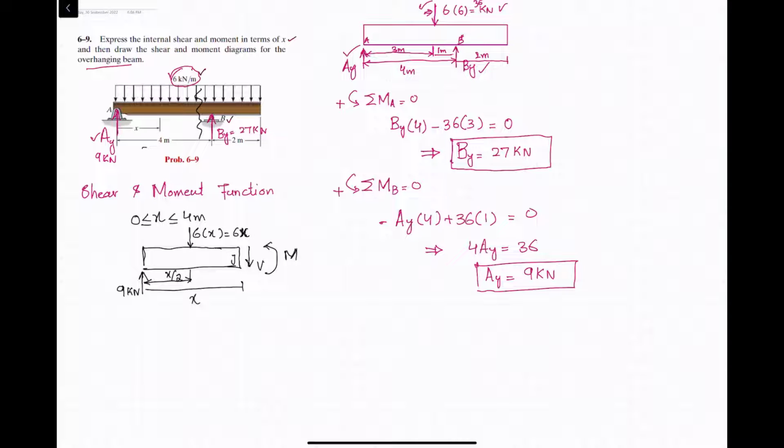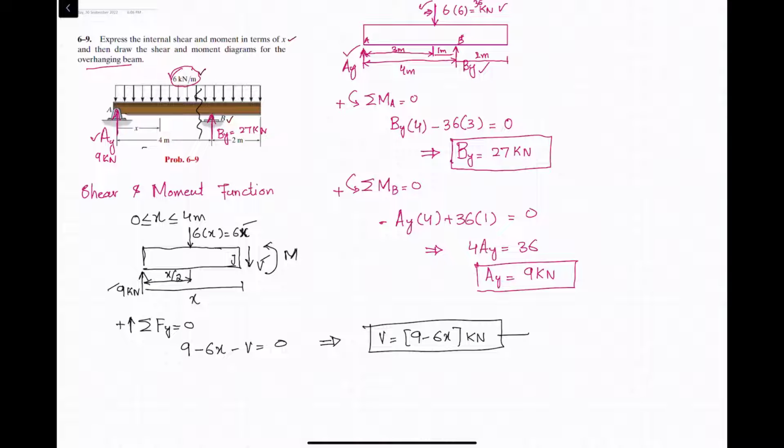So we will find the shear force and bending moment. First, we will find the shear force. So the sum of all forces along the y direction must be equal to 0, taking the upward force as positive. So there are 3 forces. One is this, second is this V, and third one is this. So 9 is upward, which is positive, minus 6x, which is downward, minus V is equal to 0. So from here you will get the shear force is equal to 9 minus 6x, and the unit will be kilonewton. So this is your equation number 1.